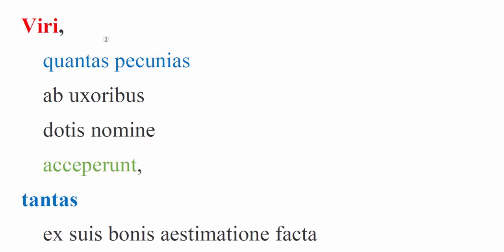In this video, we are going to be going through the final two chapters of Caesar Book 6, following the AP Latin syllabus, chapters 19 and 20.